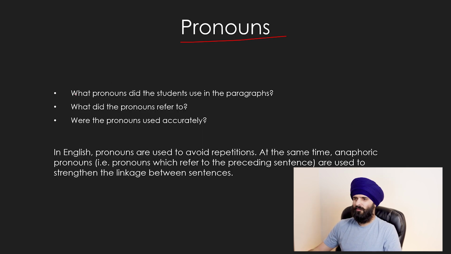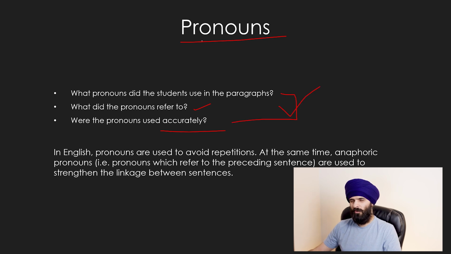When it comes to pronouns, there are 3 things you gotta keep in mind. So pronouns, did the student use them in paragraphs? What did the pronouns refer to? And finally, were the pronouns used accurately? So these 3 things you gotta keep in mind.